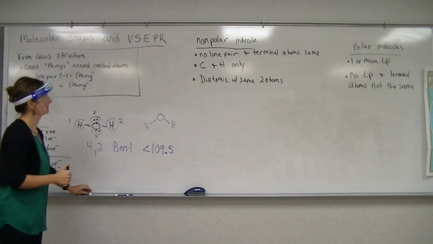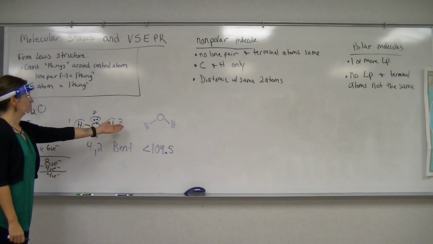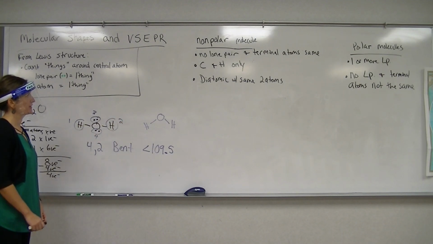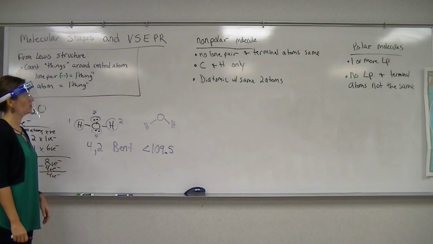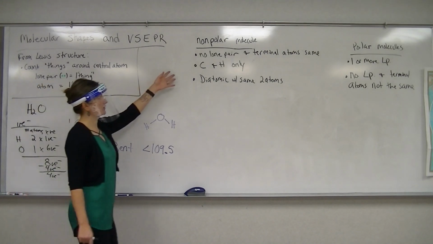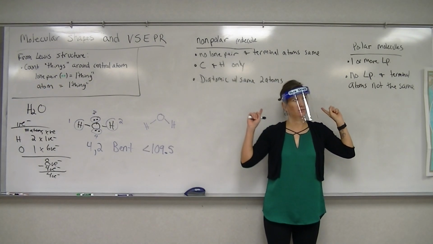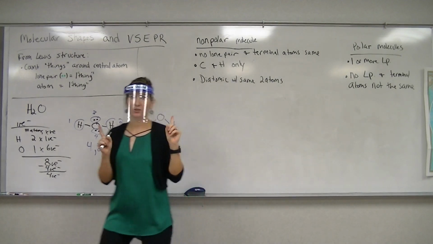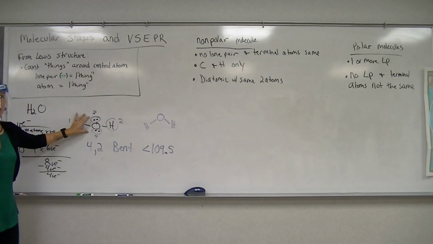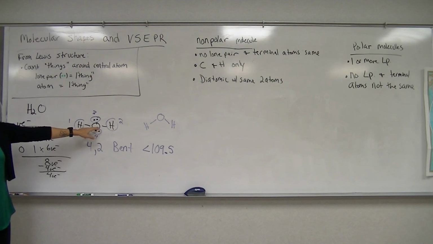So, let's use this water molecule as an example. Let's figure out if it's nonpolar or polar based off of these rules. So notice with the rules, we're looking at the Lewis structure. The reason we're looking at the Lewis structure is because the Lewis structure includes lone pairs in it. And we're also looking at the central atom only. We're not looking at the terminal atoms.